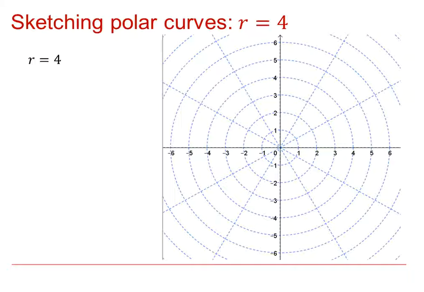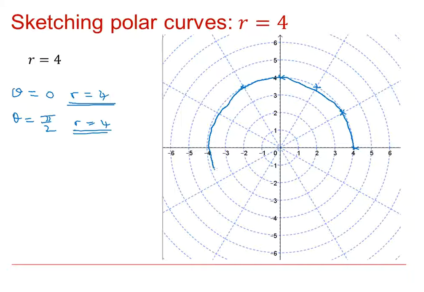So first, we consider the polar curve r equals 4. No matter what value of theta I choose, for example 0 or pi by 2, r will be 4. And r will remain 4, no matter which angle or direction I'm looking at. So it seems sensible to sketch this polar curve as a circle, centre at the origin, radius 4.